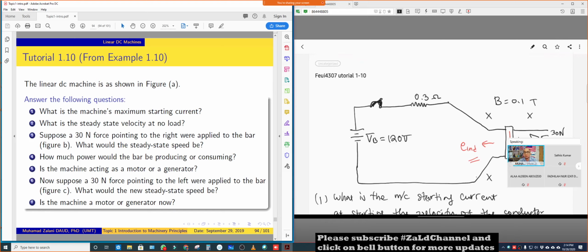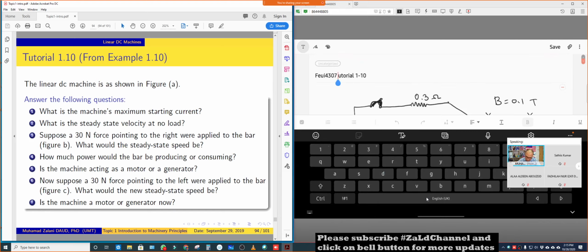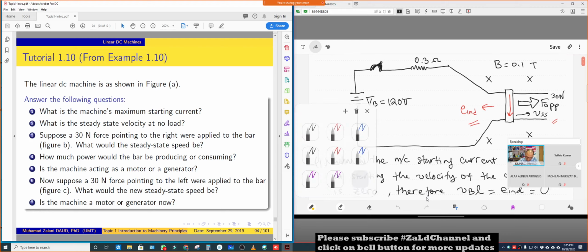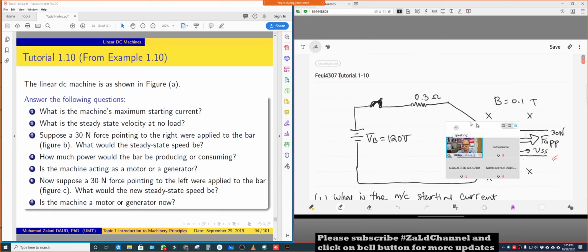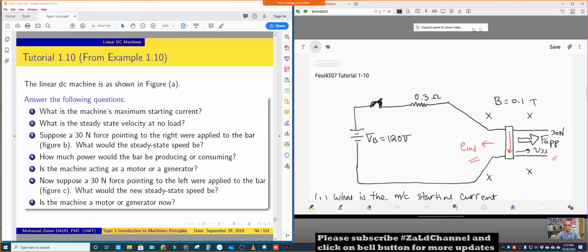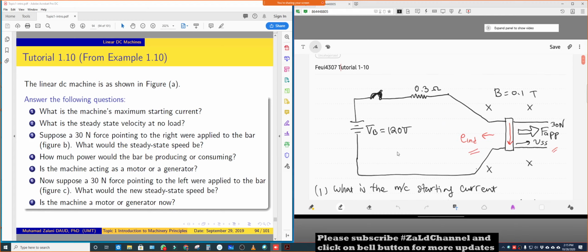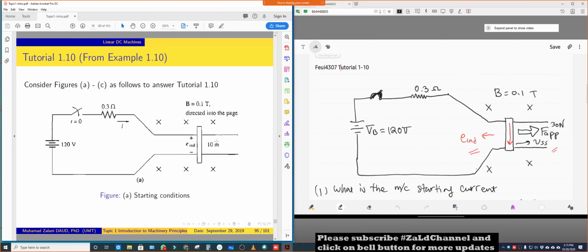So this is the tutorial 1.10. I have already recorded, and I have the notes here. As you can see from this tutorial note, I've already drawn the circuit that represents the DC machine. This circuit is the same as the one that appears in your lecture notes.